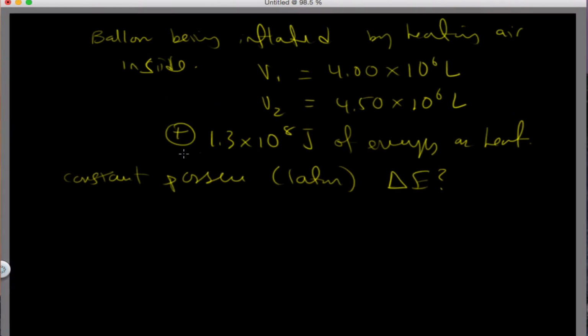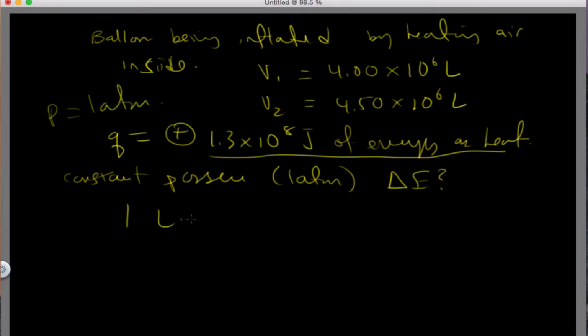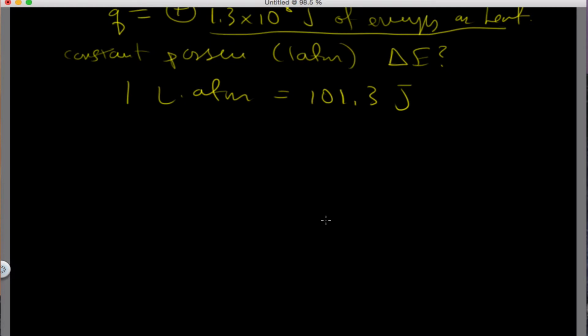Another way we can say this change in energy as heat is Q. So Q is equal to positive 1.3 times 10 to the 8th. Pressure, we said, was 1 atmosphere. The other thing we need to know is that 1 liter times atmosphere is equal to 101.3 joules. That's just a conversion that they should probably give you anyway. Again, our equation is delta E equals Q plus W.